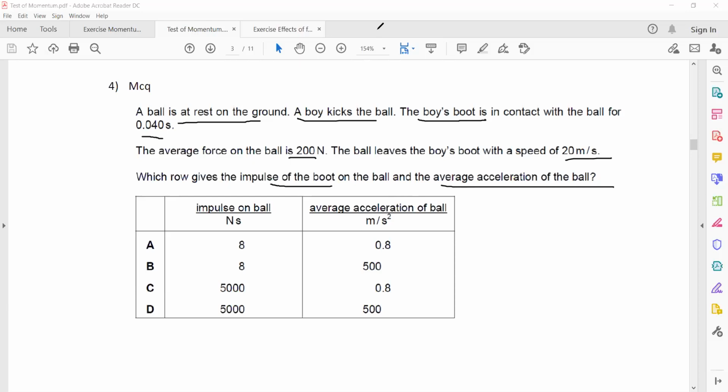So how do we calculate the impulse? Impulse means the change in momentum. Whenever two objects collide with each other, they will have the same change in momentum. So we need which row gives impulse of the boot on the ball. So change in momentum of boot on the ball.